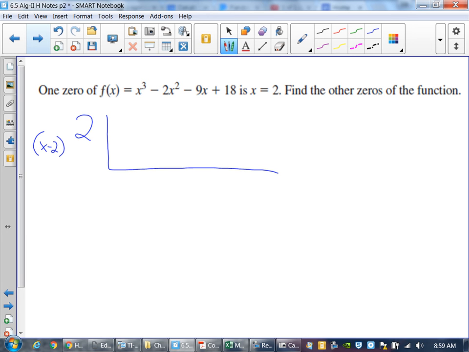And I want to use synthetic division to find all of the other zeros, which means I'm going to get all the other terms, and therefore find the zeros. I pull out the coefficients again. 1, -2, -9, and 18. What's your first step in synthetic division? Bring down the first term. 2 times 1 is?